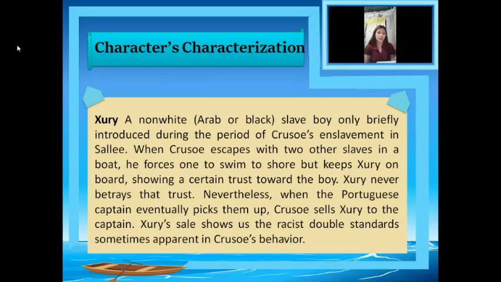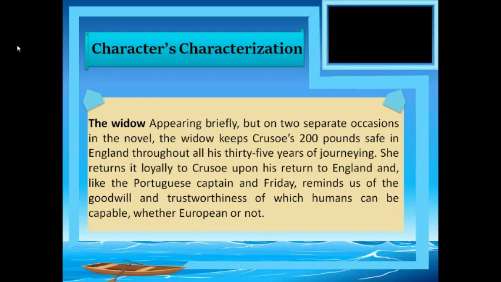Next is Suri, a servant to Crusoe after they escape slavery from the captain of the rover together. He is later given to the Portuguese sea captain as an indentured servant. Next one is the widow, friend to Crusoe who looks over his assets while he is away.